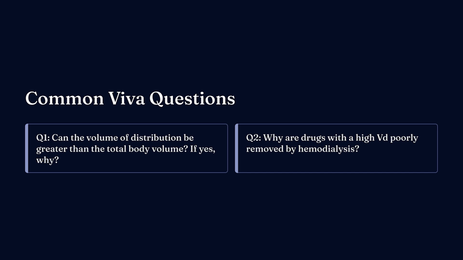Common Viva questions. Before we finish, try answering these two commonly asked Viva questions on volume of distribution. 1. Can the volume of distribution be greater than the total body volume? If yes, why? 2. Why are drugs with a high VD poorly removed by hemodialysis?